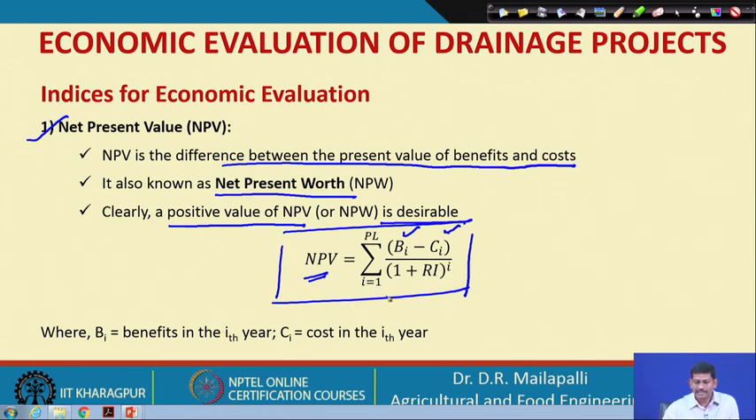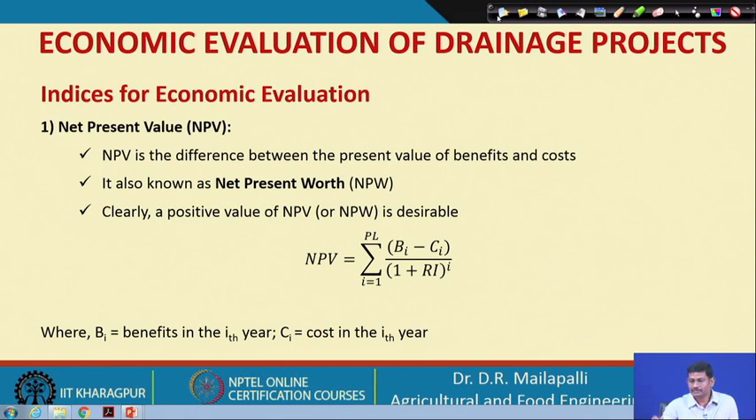Generally the net present value needs to be a positive value, because the benefits should be more than the cost, and the indicator here is that the NPV should be positive. That is one thing.